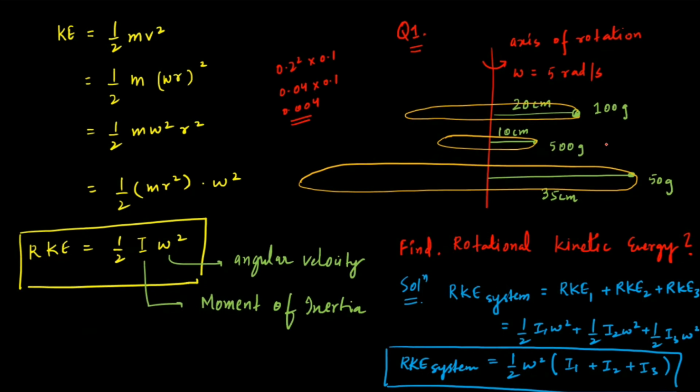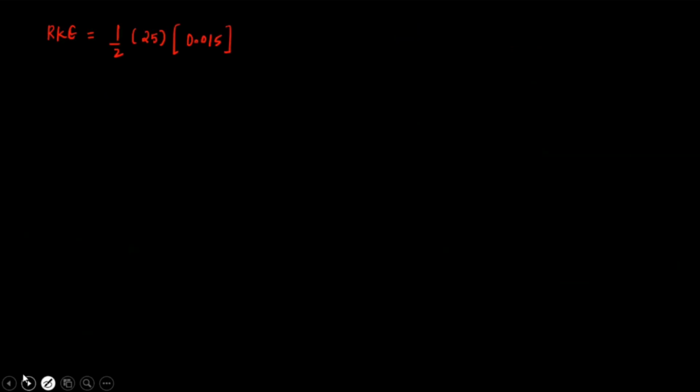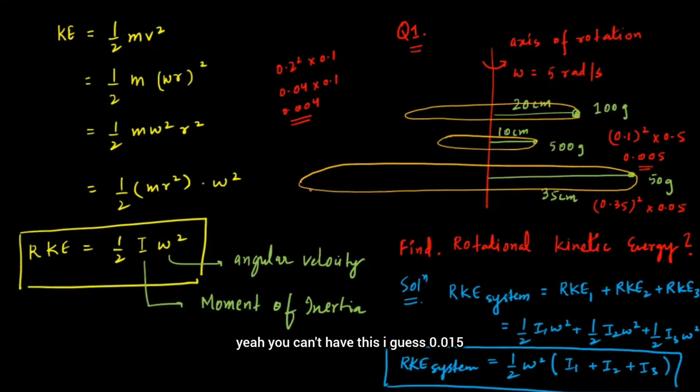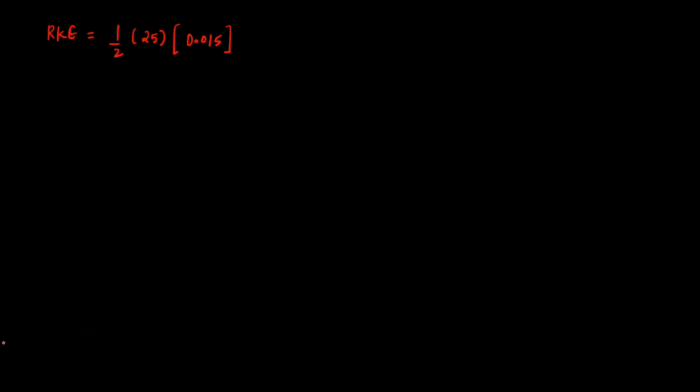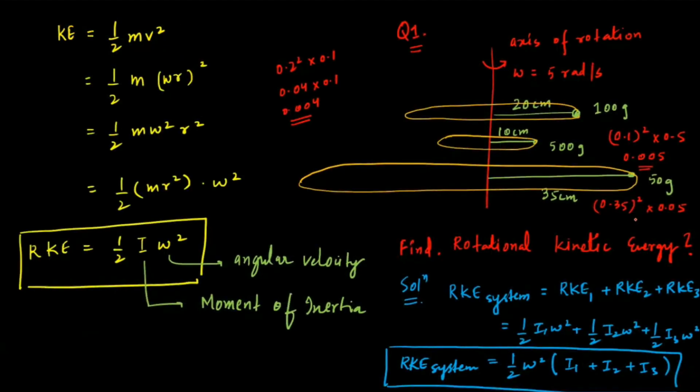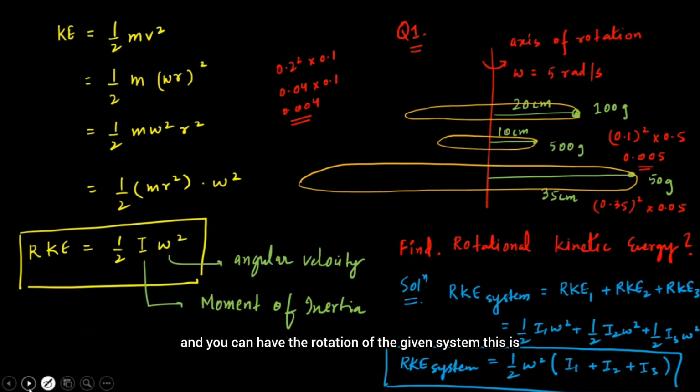For the second, that is going to be 0.1 square times 0.5, which is going to be 0.005. And for the third it is going to be 0.35 square times 0.05, which is 0.006125. So it's 0.004 plus 0.005 plus 0.006. All right, so what you can do is simply substitute the values in the relation, and you can have the rotational kinetic energy of the given system. This is how you're supposed to do it.